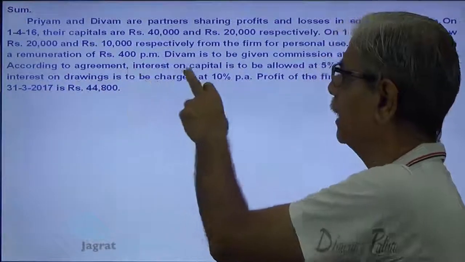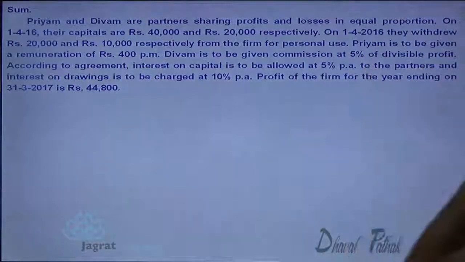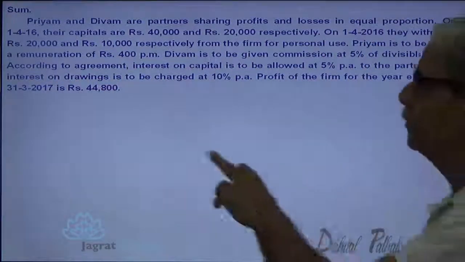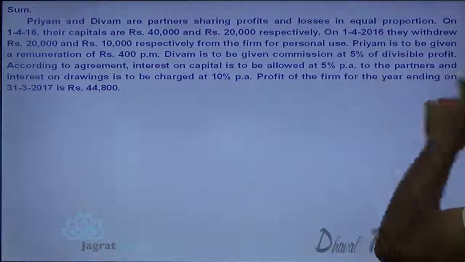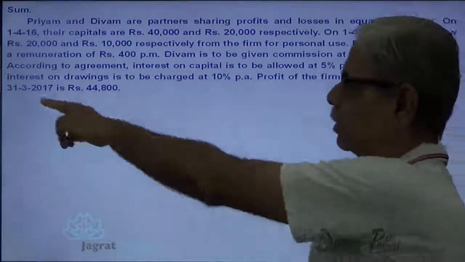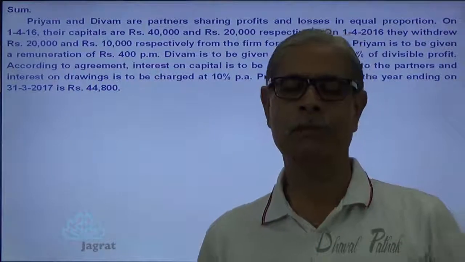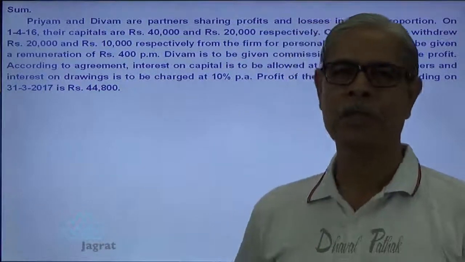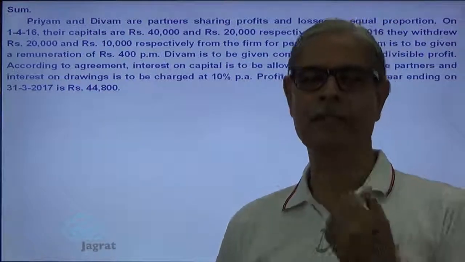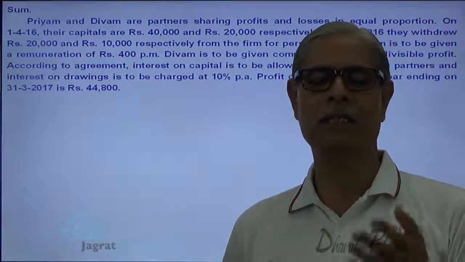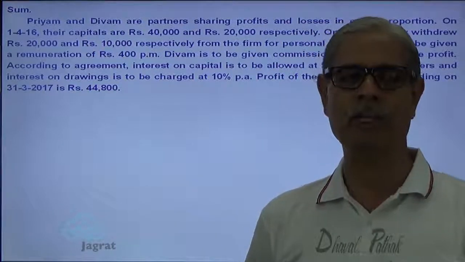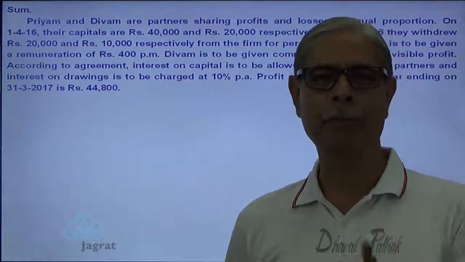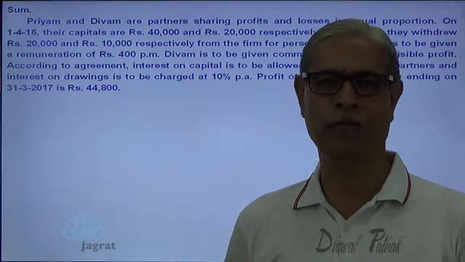According to the agreement, interest on capital is to be allowed at the rate of 5% to the partners, and interest on drawing is to be charged at 10% per annum. Profit of the firm for the year ended on 31st of March 2017 is 44,800. Now these are the various terms and conditions that has been agreed by the partners for the purpose of distribution of profit. This distribution of profit is to be accounted for by preparing profit and loss appropriation account.